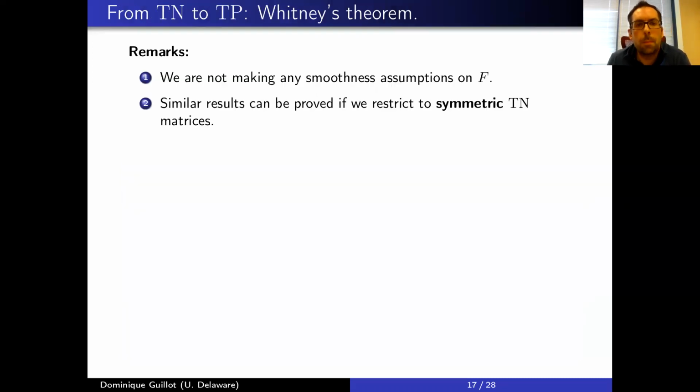Okay, so a couple of remarks about that result. We're not making any assumption about the smoothness of f. We just start with an arbitrary function f, and then everything follows immediately from the total non-negativity property. We can also obtain a similar result if you only work with symmetric, totally non-negative matrices; the same result holds.